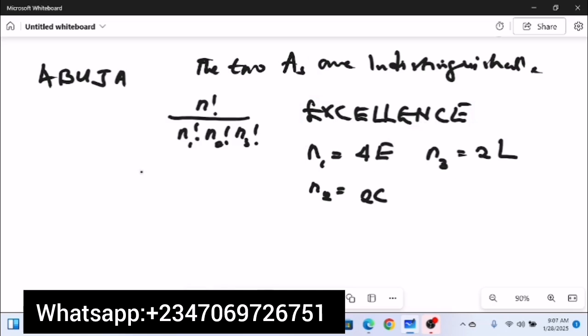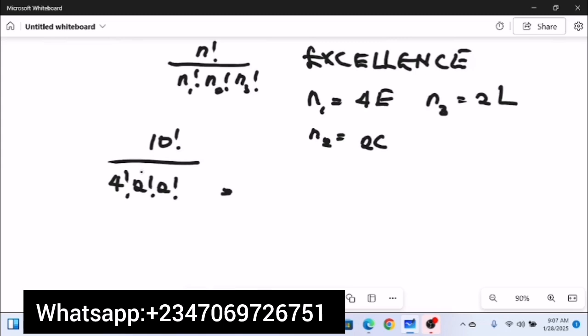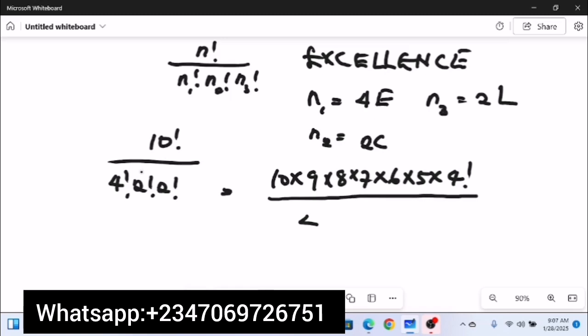So permutating this word becomes 10 factorial all over 4 factorial for n1, times 2 factorial for n2, times 2 factorial for n3. So 10 factorial is simply 10 by 9 by 8 by 7 by 6 by 5 by 4 factorial, since we have 4 factorial at the denominator. So divide all through by 4 factorial times 2 factorial, which is 2 times 1, times 2 factorial again, 2 times 1. So 4 factorial cancels 4 factorial over here.